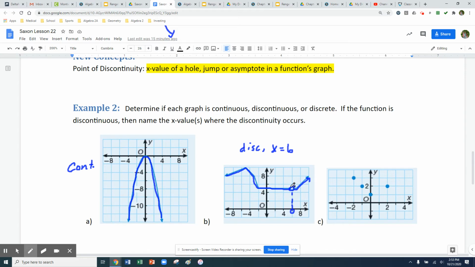So remember that point of discontinuity could look like a hole, like we looked at on the previous page. It can be like a jump in the graph where it jumps to a different point on the graph, or it could be an asymptote, which we'll start to see more and more as the year goes on. Lastly, we've got disconnected graphs. So this one is just simply discrete. There's nothing else, no points of discontinuity. We just have a discrete function.